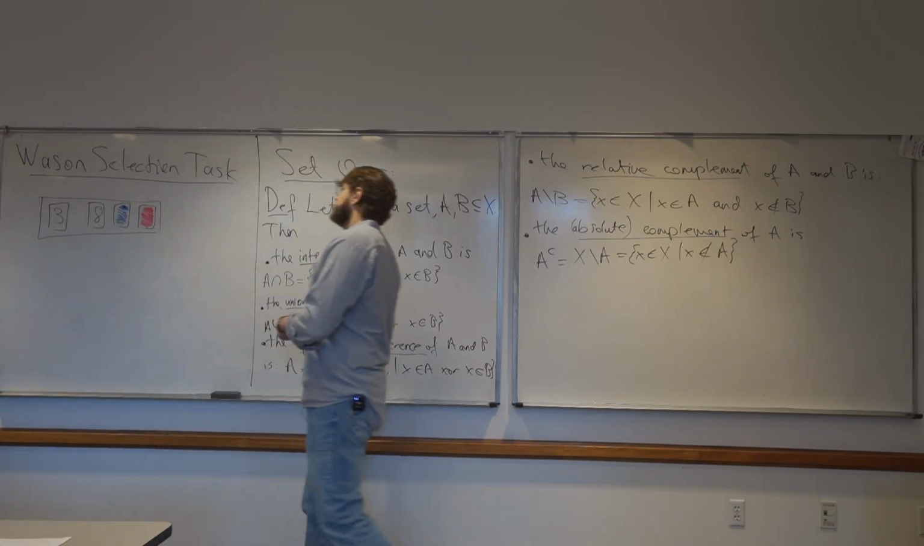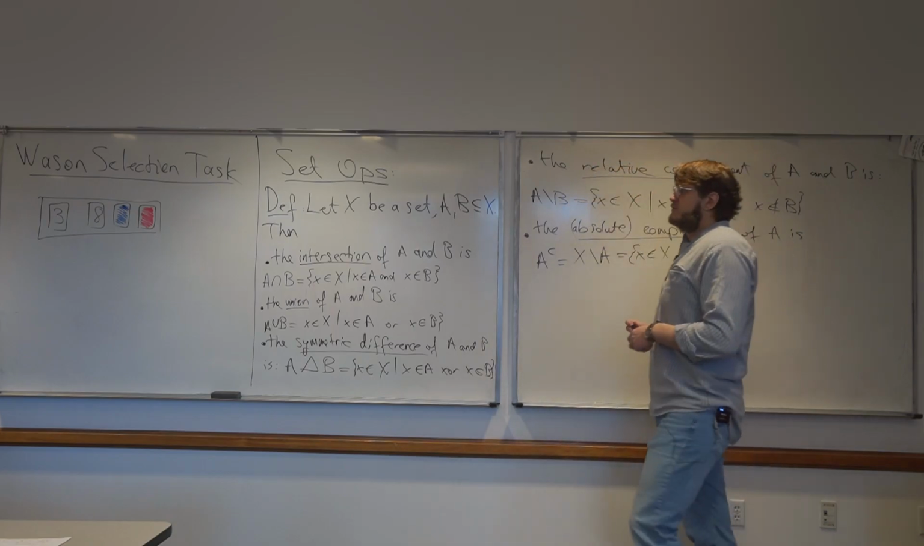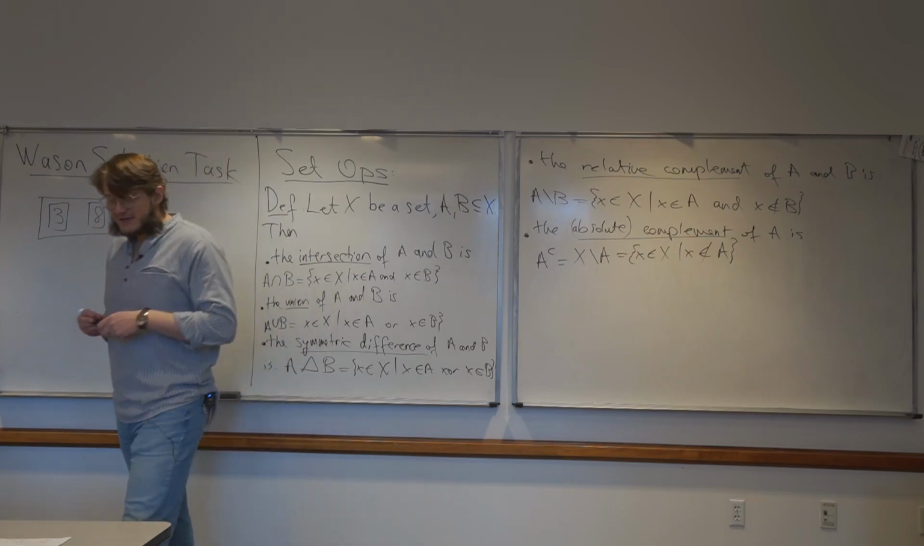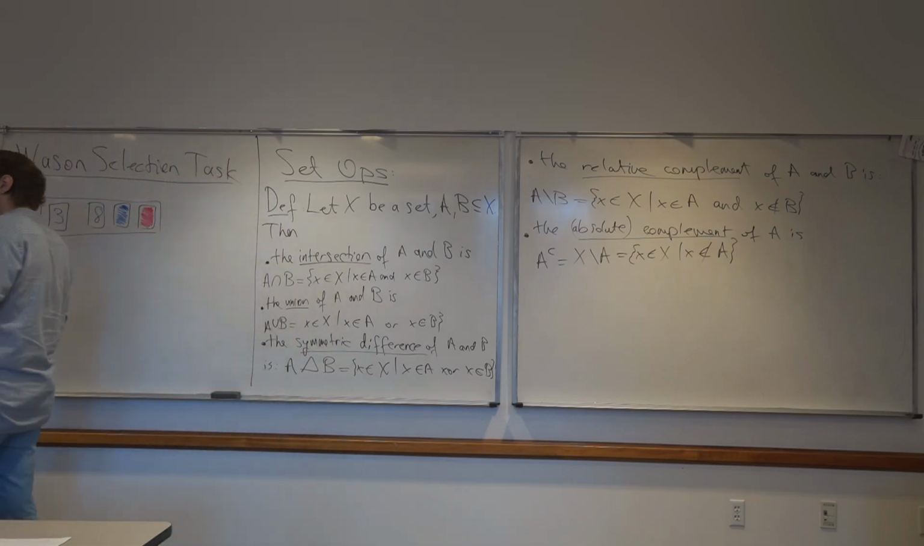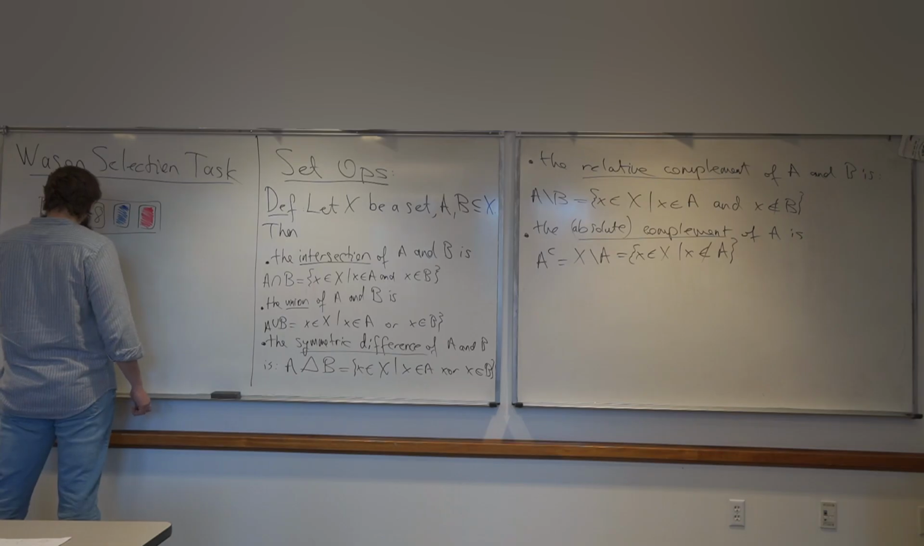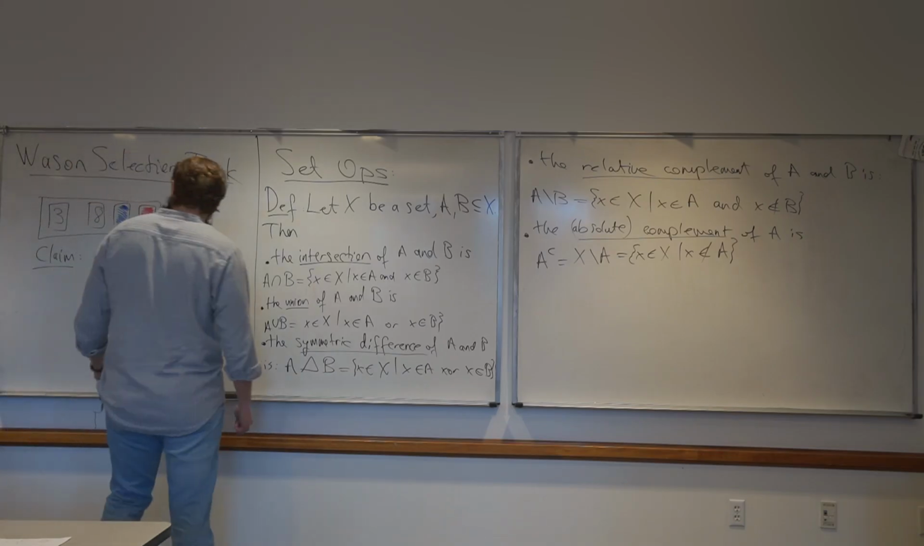I make the following claim. If on one side of a card you see an even number, then the other side should be blue. I'm not saying this is true or false. Okay, I'm just claiming something. In other words, even implies blue.